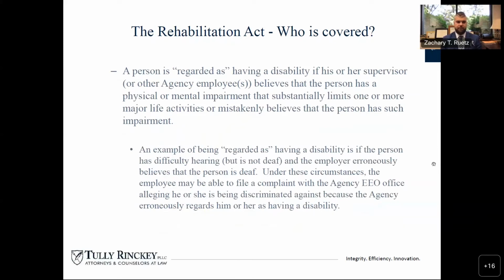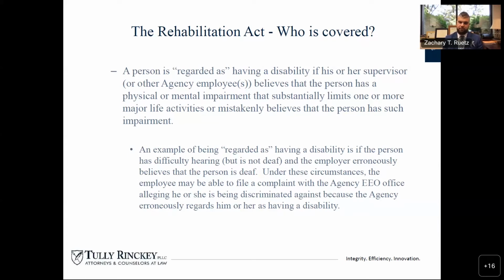Next slide. And then regarded as can be if the supervisor or any other agency employee, member of management, human resources, believes that the person has a mental or physical impairment that substantially limits one or more major life activities, even if that belief is mistaken.